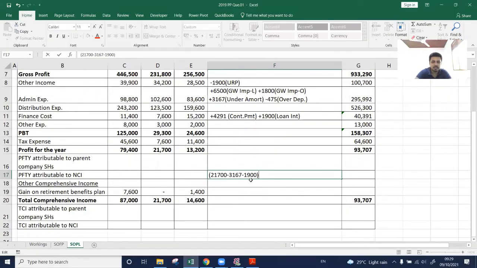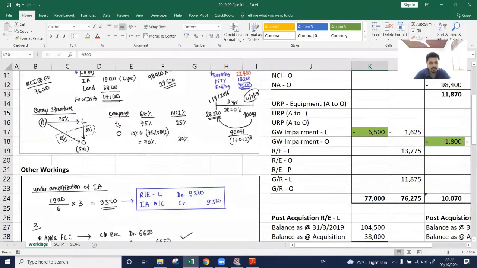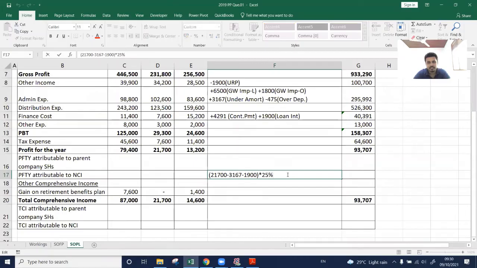From the remaining amount we need to consider the NCI percentage, which is 25%. Lemon PLC's NCI percentage is 25%, so this is with respect to Lemon PLC. For this, we need to add the profit for the year attributable to NCI with respect to Orange PLC. We also need to see how much of Orange PLC's profit should go to the other shareholders.